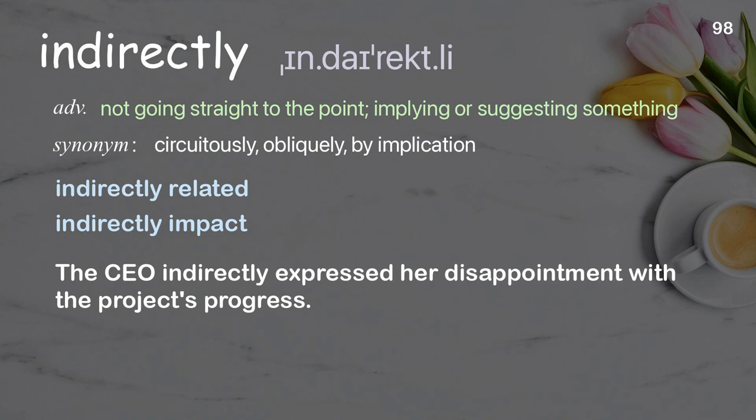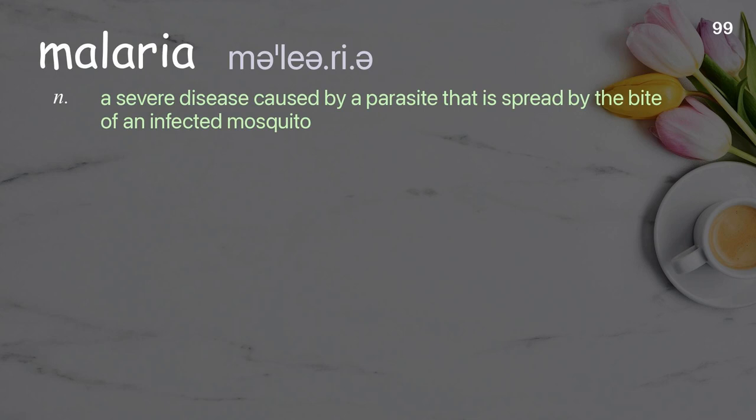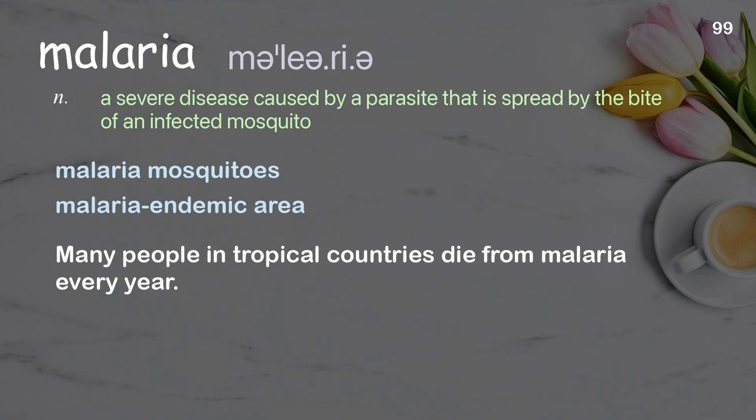Malaria: a severe disease caused by a parasite that is spread by the bite of an infected mosquito. Examples: malaria mosquitoes, malaria endemic area. Many people in tropical countries die from malaria every year.